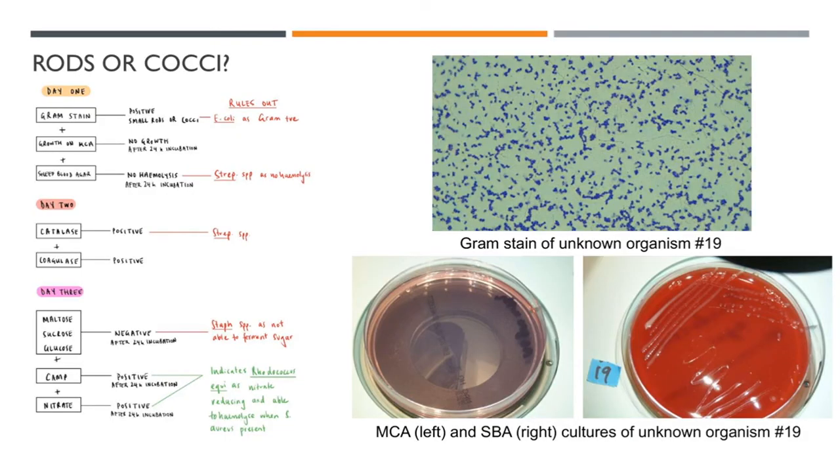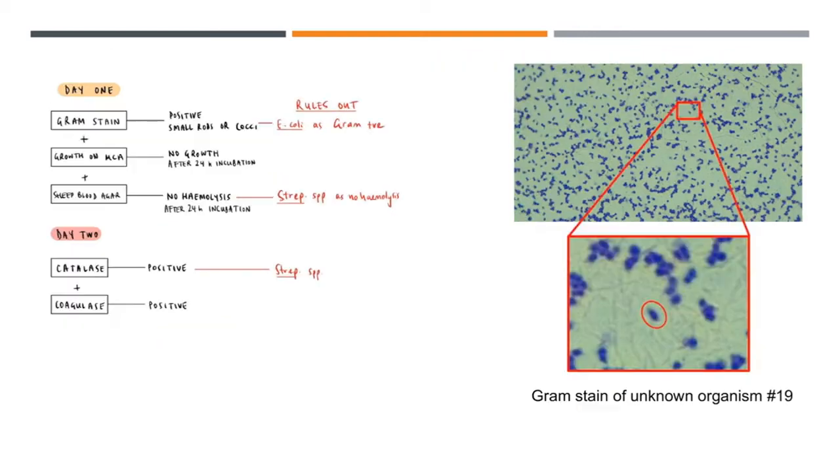Day 1 showed us that there was no growth on the MacConkey agar, no hemolysis on the sheep's blood agar, and the gram stain showed a gram-positive bacteria. But does it look like rods or cocci? After having a closer look, although it appears to be cocci on first glance, when we zoomed in on selected bacteria, such as this one, you can see that it appears longer than it is wide, indicating our unknown bacteria was a pleomorphic rod, which can appear as a coccus.